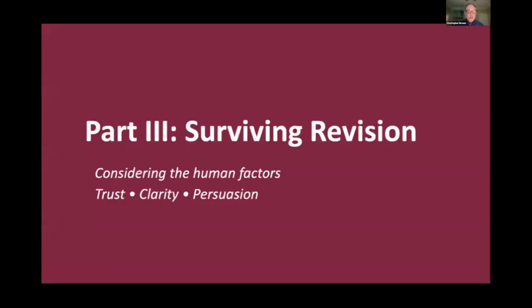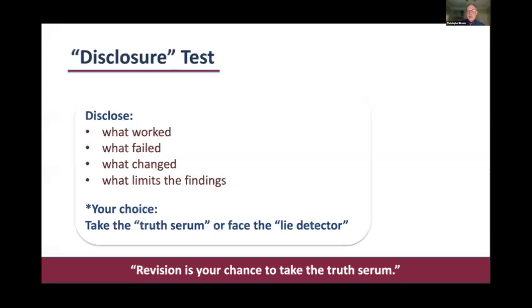Part 3, surviving revision and considering the human factors: trust, clarity, and persuasion. Next is the disclosure test. Revision is your chance to take the truth serum, to tell the good, tell the bad, and tell the ugly. What changed? What failed? What limitations occurred? This is seemingly bad news. It really isn't. It just feels that way if you're the researcher.